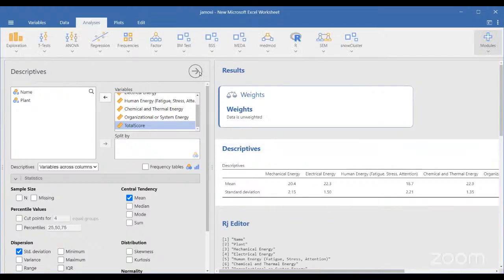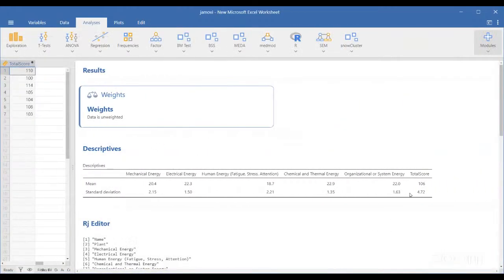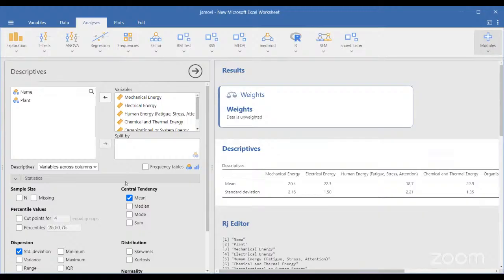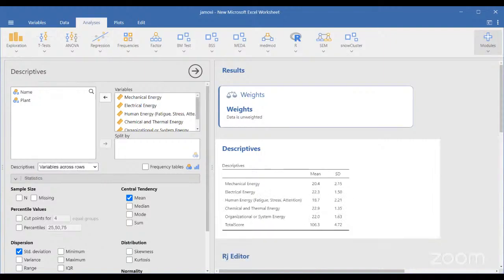Okay. Now you go to the Windows. It is written descriptives variables across columns. Okay. Now you change it to variable across rows. Okay. Now you do the correlation. Okay, sir. Yes, now it has meaning. Now it has meaning.